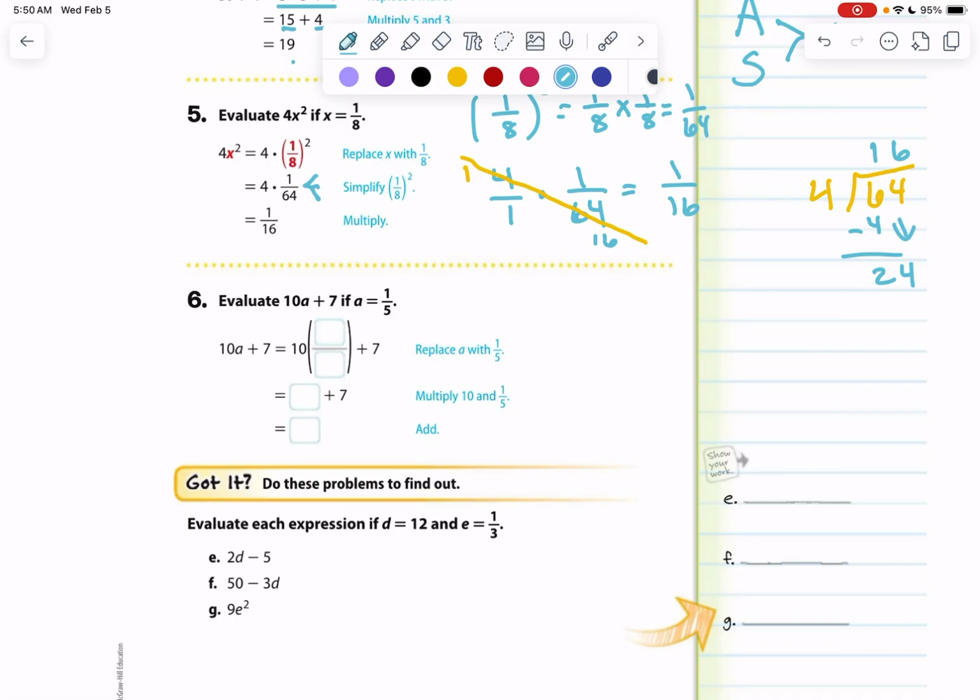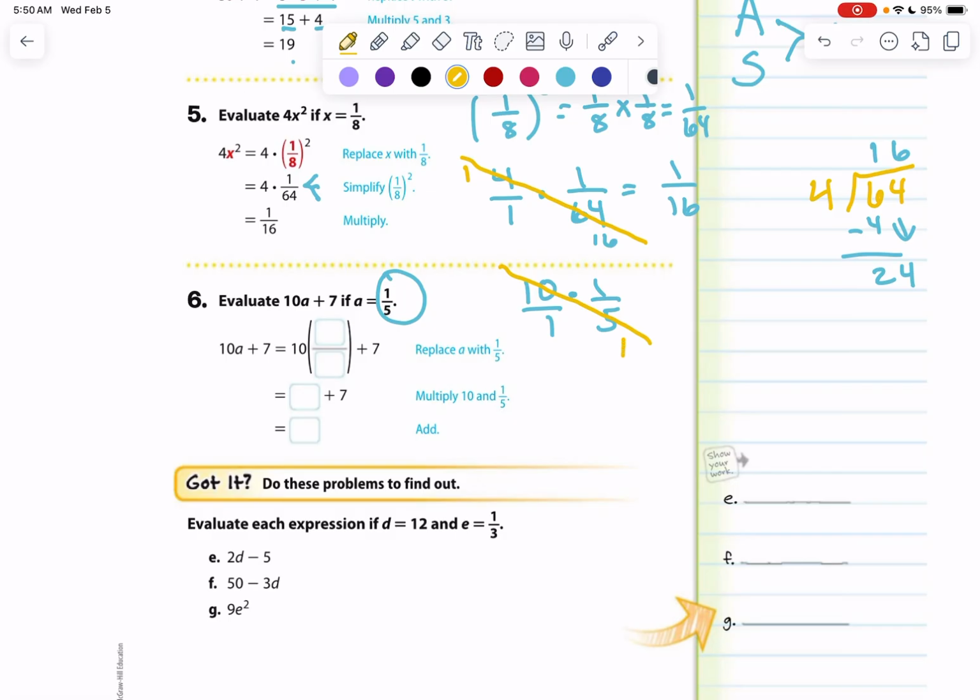So we have 10 times whatever a is, plus 7. And a is going to be 1/5. So that would be 10 times 1/5. Put your whole number over 1. Ooh, I see an opportunity to cross cancel. 10 and 5 are both divisible by 5.